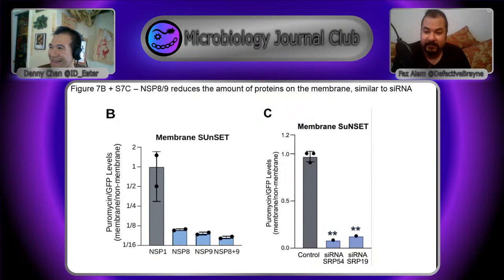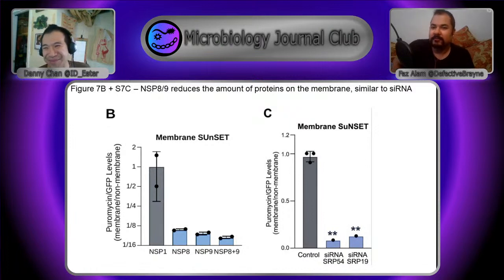Okay, so then they use their SUnSET technique adapted for membranes. I was trying to read about this because I didn't understand how, and I still don't understand. This is like an open question for me. I thought puromycin stops the chain, stops the growth. I think there are ways to program escape mutants, so why does it keep going?